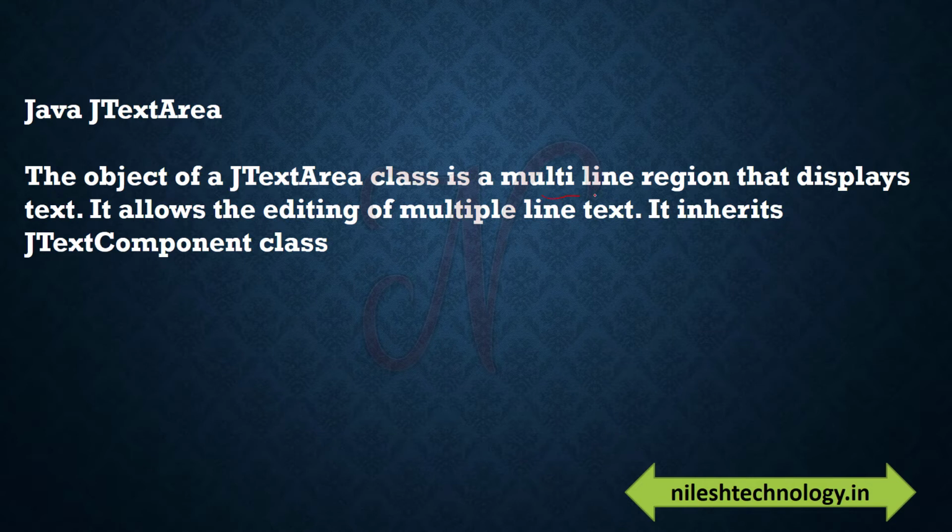Then JTextArea. So this is a multi-line region that displays the text. We have already seen the JTextField. So this is a single line text component, and JTextArea is a multi-line text component. So here you can add multiple rows and multiple columns of text. In this component, if the screen size is limited, you can also add the scroll bar.